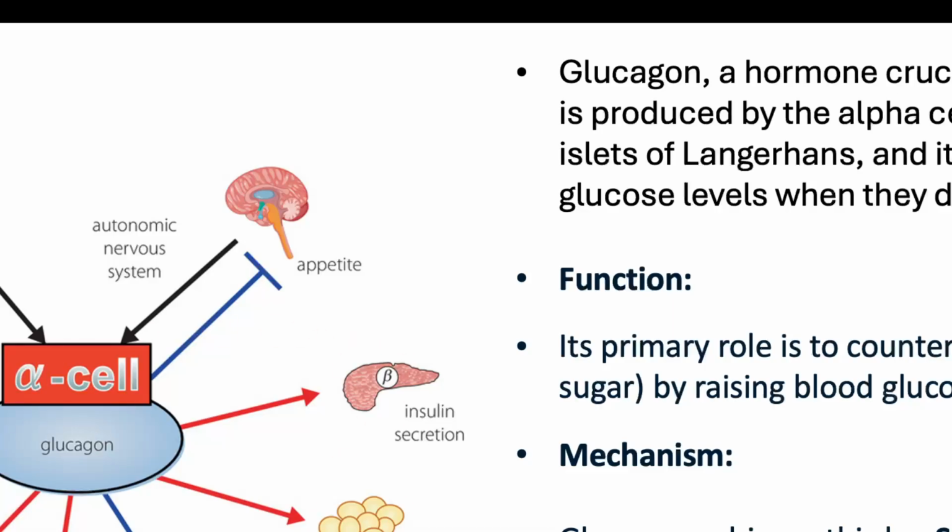I hope it is clear to the students. How glucagon functions: alpha cells in the pancreas secrete glucagon, and glucagon stimulates glycogenolysis, gluconeogenesis, and reduces glucose uptake by the liver. If yes, then let's move on to the next question of this session.